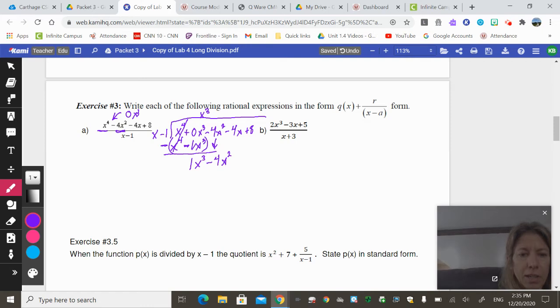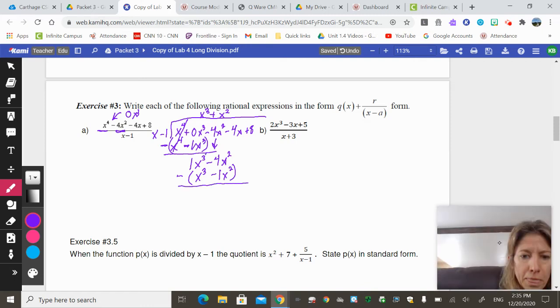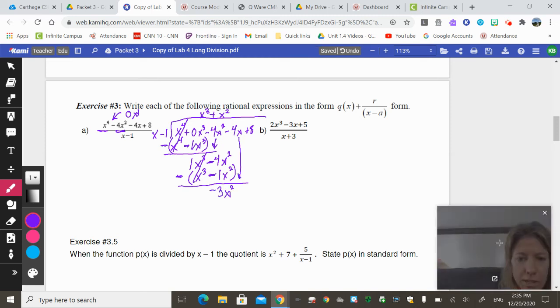Then we repeat. We want something times x that's going to give us that first term of 1x cubed, so that's going to be just x squared. Now we distribute the x squared. x squared times x is x cubed, and x squared times negative 1 is negative 1x squared. I'm going to distribute my negative, which is basically subtracting the binomial. These will cancel out. And again, be careful. I have a negative 4 minus a negative 1, so it's the same thing as negative 4 plus 1, which gives me a negative 3x squared. Bring down the negative 4x.